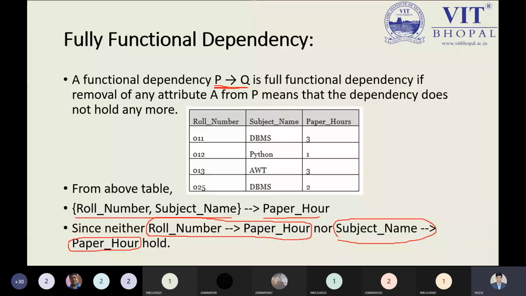So is this functional dependency, the fully functional dependency, clear to all right now? Or is there any need to ask anything right now? Yes, tell me any doubt if you have right now.